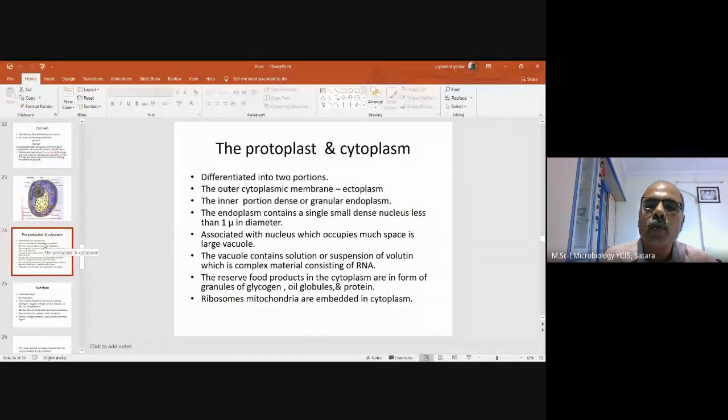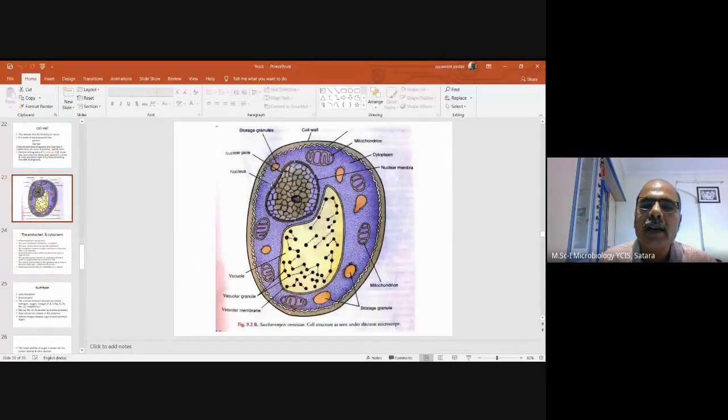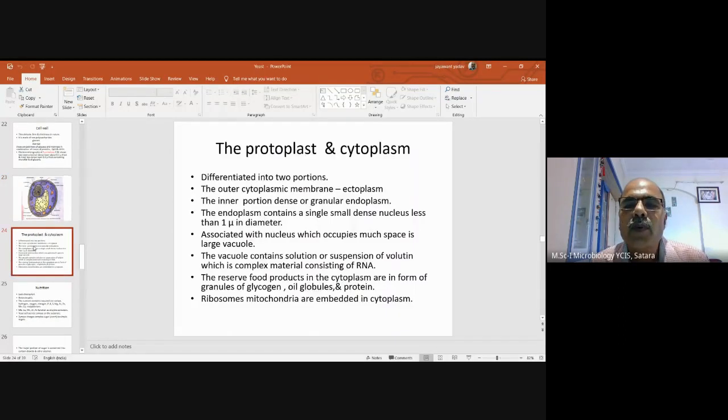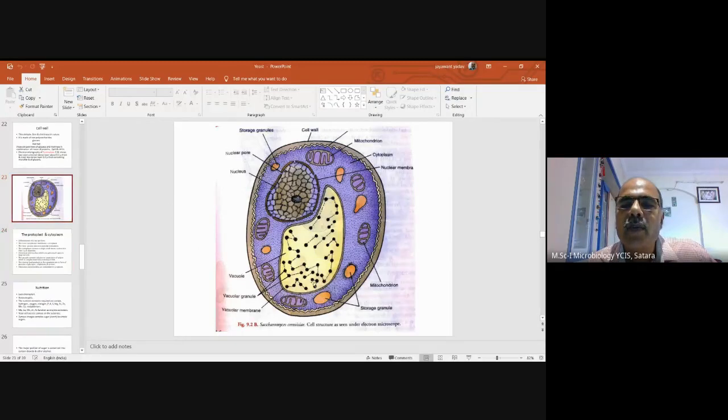Then next one is the protoplast and cytoplasm. Next to the cell wall, the protoplast and cytoplasm are bounded by the cell wall. The protoplast and cytoplasm are differentiated into two portions: the outer cytoplasmic membrane, which is called the ectoplasm, and the inner portion of dense or granular endoplasm.